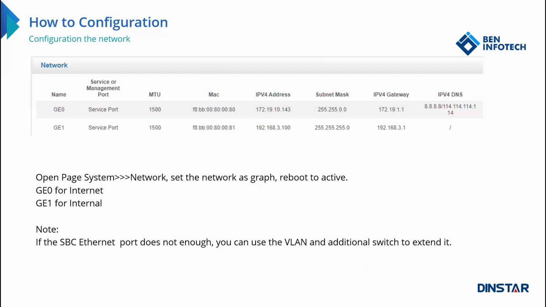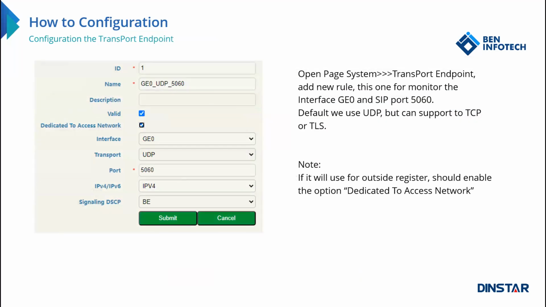This is the configuration of the network, or how the image looks on the web page. Now, to configure the ports in register mode, first you open the System page, and there you have an option called Transport Endpoint. You go there and add a rule, then give the ID, and then give a name of your desired choice.